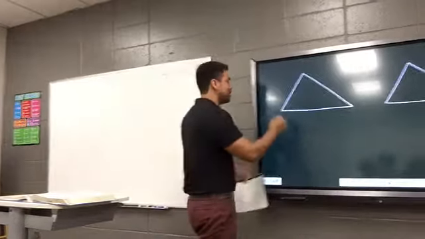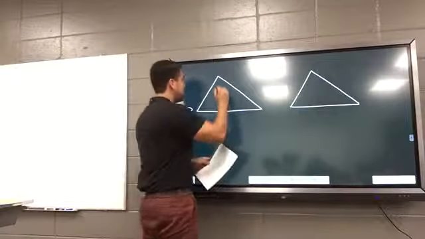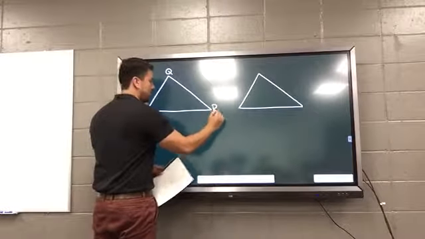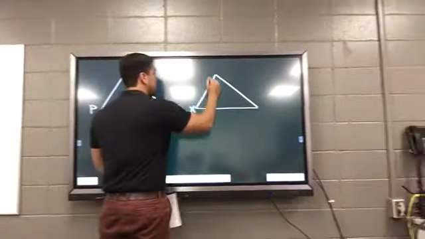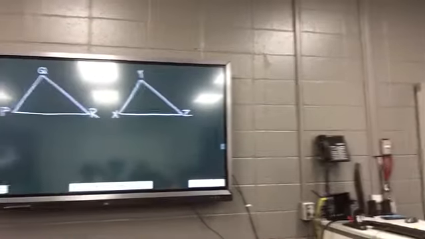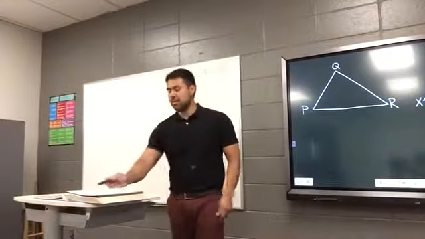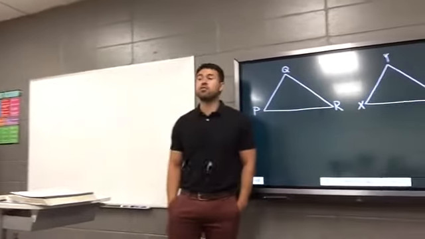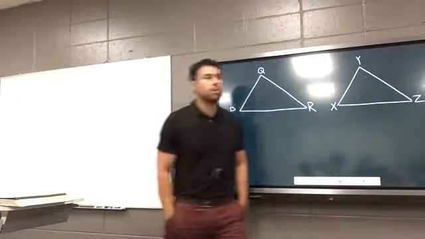And then we're going to label them some things. P, Q, R. And we're going to label this one X, Y, Z. Okay, I need you guys to tell me a little bit about triangles. So this is a review from Friday. What do you guys know about triangles?